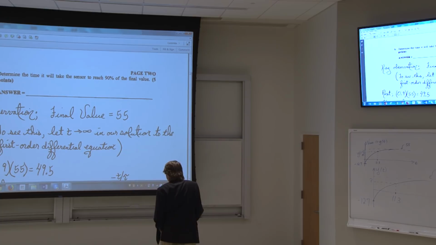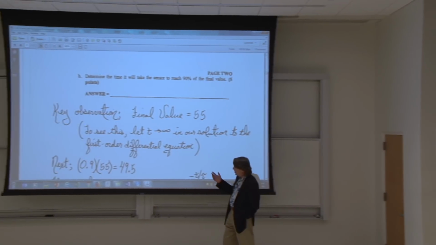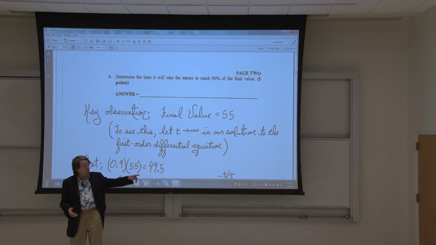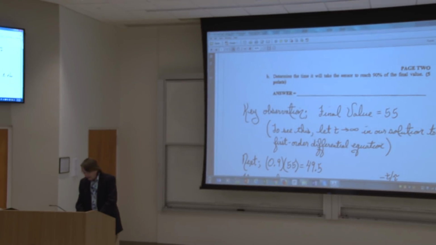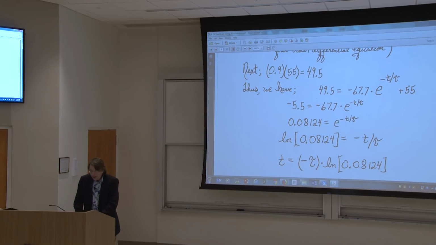So, if you didn't know that, you could go back to the solution from part A and let t go to infinity. And if you let the solution with t go to infinity, you'll see that the final value is 55. Just as we drew over here on the graph. So I say, excellent. I think we're in good shape. I now look at this and say, this isn't too bad. So I want to find out 90% of 55. Turns out to be 49.5.